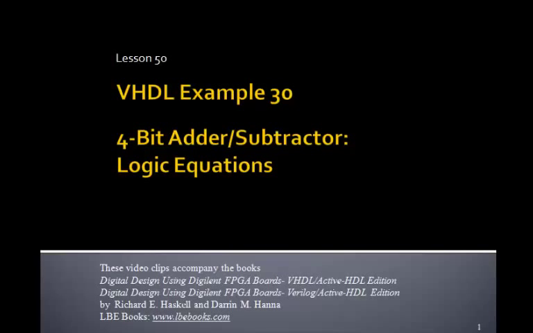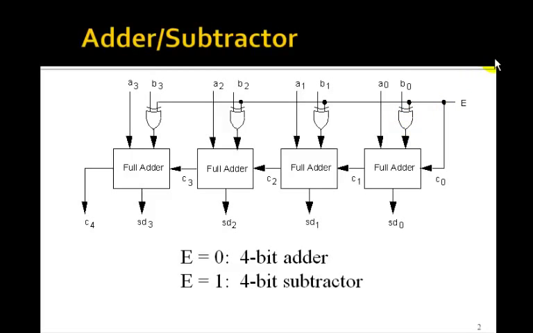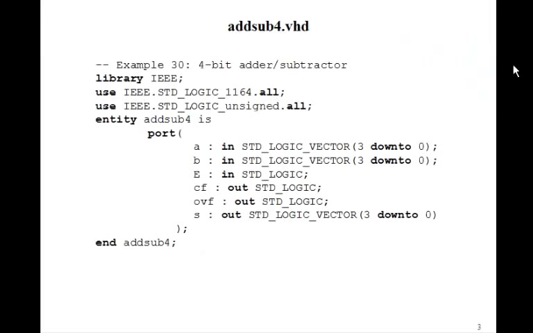This is lesson 50, VHDL example 30, and in this example we'll design a 4-bit adder subtractor using logic equations. You remember this was the adder subtractor that we designed in the previous lesson, where if we set E equal to 0, then this controlled inverter just lets B through and we have a 4-bit adder. Whereas if we let E equal 1, then this becomes a 4-bit subtractor. So let's see how we can write a VHDL program for this.